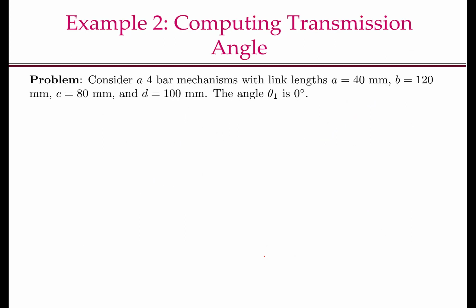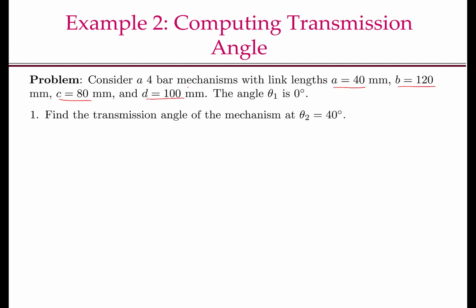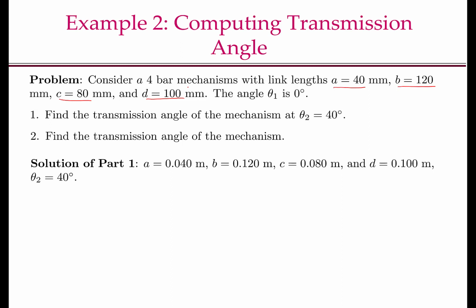Let us look at an example for computing transmission angles. We will look at the same example that we looked at for the 4-bar mechanism with the same link lengths. First, we will find the transmission angle of the mechanism at theta 2 equal to 40 degrees, and then we'll find the transmission angle of the mechanism over its whole range of motion. So let's look at the solution to part 1.